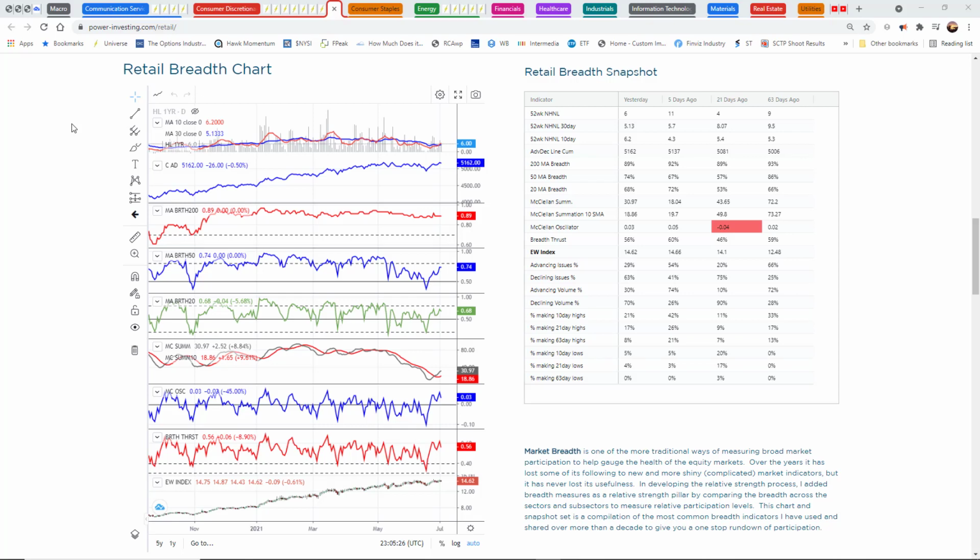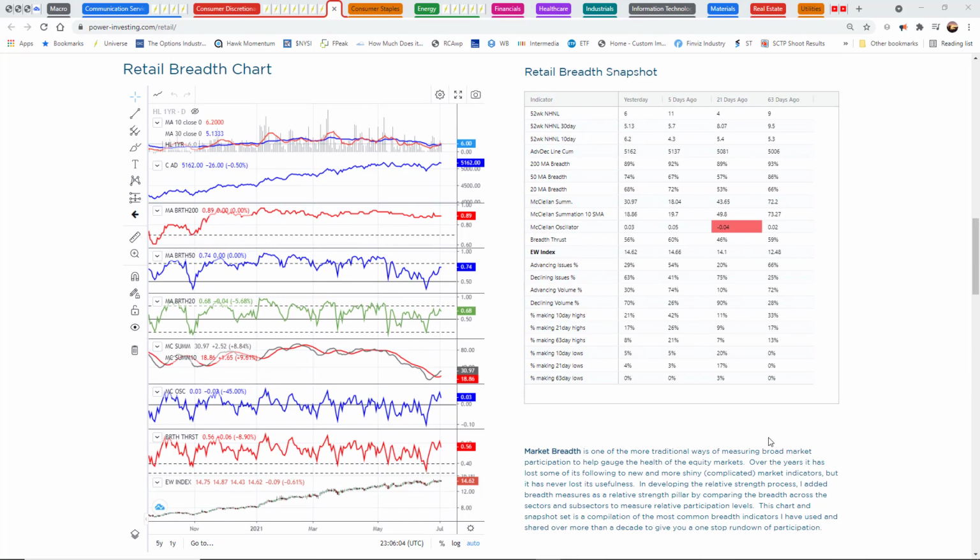Next, we're going to review the breadth section of the website pages, including the breadth compilation charts and the breadth snapshot. On the right side of the page, the breadth snapshot is basically a point in time, yesterday, a week ago, a month ago, and a quarter ago, of all the data you see on the chart on the left side, along with a little additional data, advancing declining issues, advancing declining volume, and percent making highs and lows that aren't in this chart but are maybe in other charts around the site.